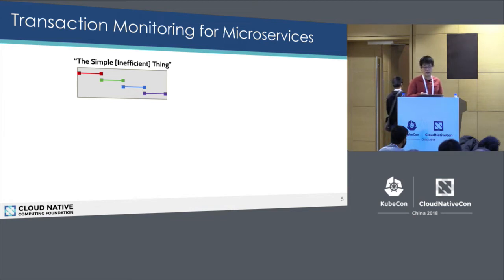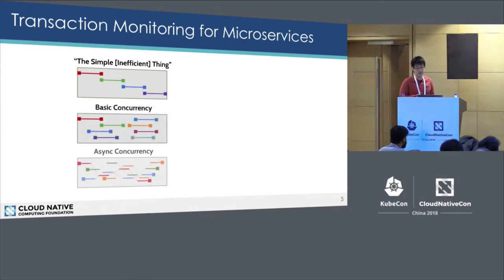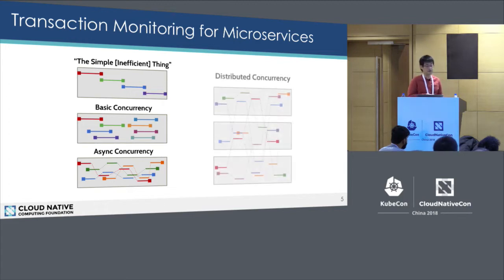This very simple mechanism will work for both basic concurrency and asynchronous concurrency, as long as you add the ability to pass around this transaction ID throughout your code. However, once we move to a microservices architecture with distributed concurrency, simply passing around the transaction ID within a single service won't get you the entire picture. We now need a mechanism that can propagate this transaction ID across service boundaries, so that we can piece together the timeline of the distributed transaction.